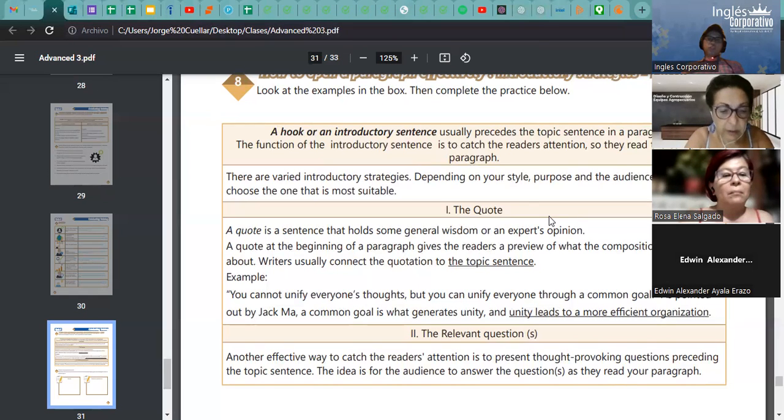Yes, Manuel, we're going to write two paragraphs, short paragraphs, using the two strategies, the quote and the relevant question, okay? Just that.